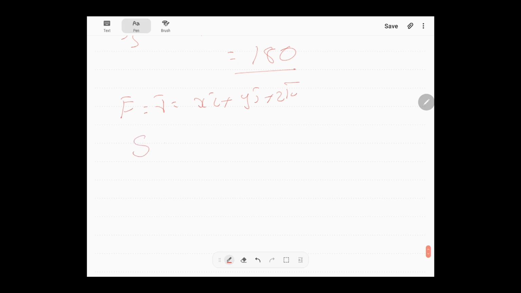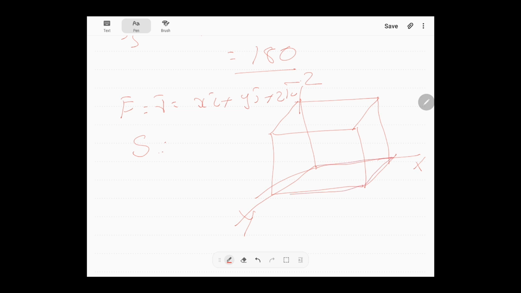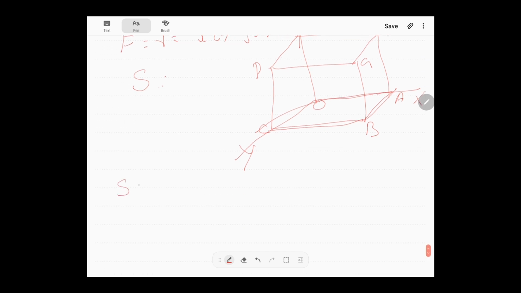Now what is your surface S? S is the surface of the cube. What is that cube? So this is x, y and z. So this is one surface. I will call them O, A, B, C, D, E, F, G. Now it has 6 surfaces. S is the union of 6 surfaces. What are those surfaces?